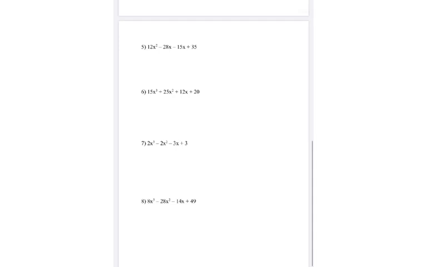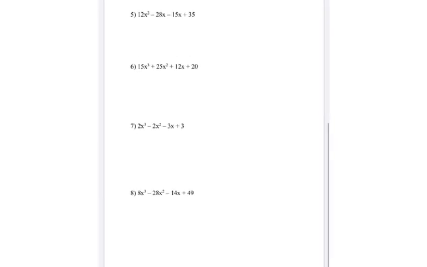So let's look at one of these on the back. We'll do number 7. 5 is easy. 6 is just like 7. 7's a little bit more difficult, so we'll do 7 together. So in number 7, it's the same thing.